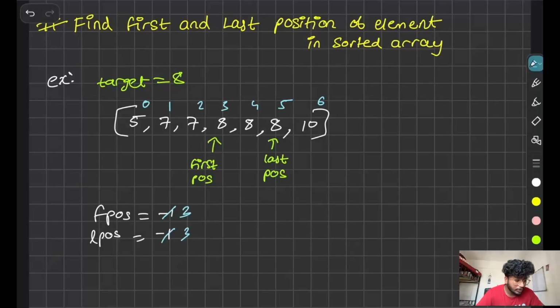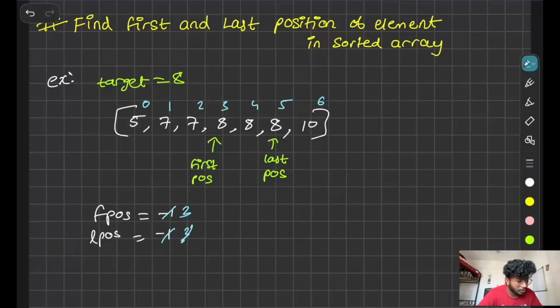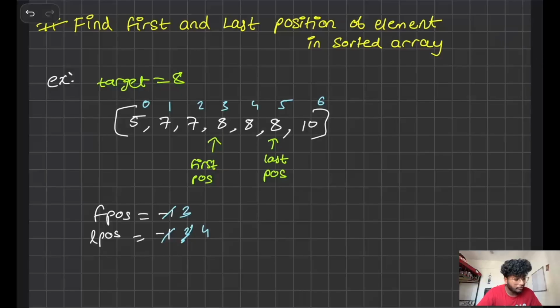Now I move on. I can see that the number at index 4 is also equal to target. I will not update the first position now, because the first position is already updated and it must be updated only once, after -1. We have already found the first position, so we don't need to change it. We found the 8 again, so I just update my last position to be 4, and we move on.